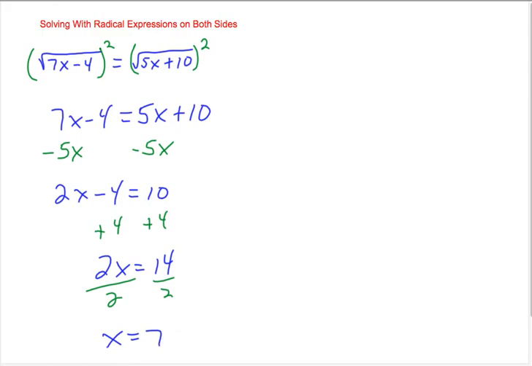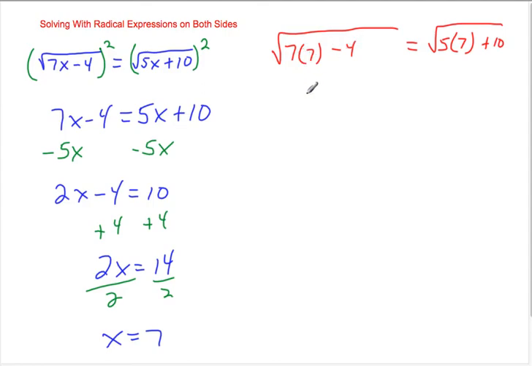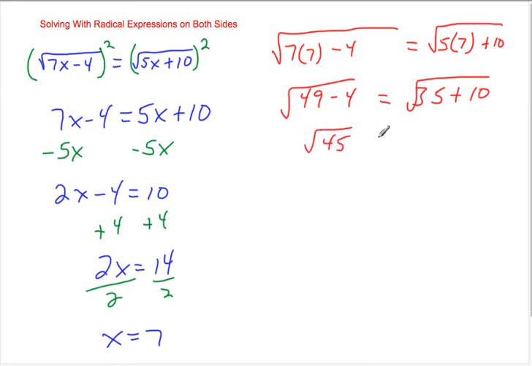And we want to check that, so we're going to plug it in here. So the square root of 7 times 7 minus 4 is going to equal the square root of 5 times 7 plus 10. So here we have 49 minus 4, so the square root of 49 minus 4 should equal the square root of 35 plus 10. So this is the square root of 45 is equal to the square root of 45, which has to be true because we got the same thing on both sides. So this is the correct answer. Even though I don't really know what the square root of 45 is, it doesn't matter because it's on both sides.